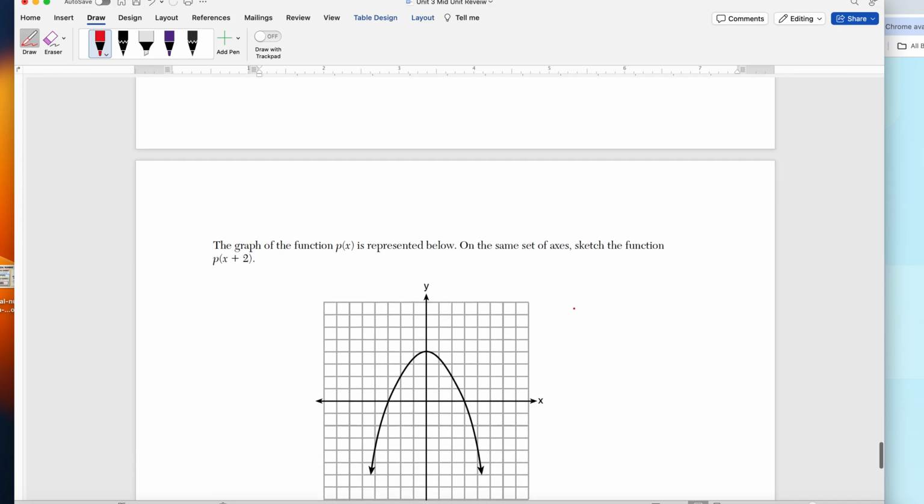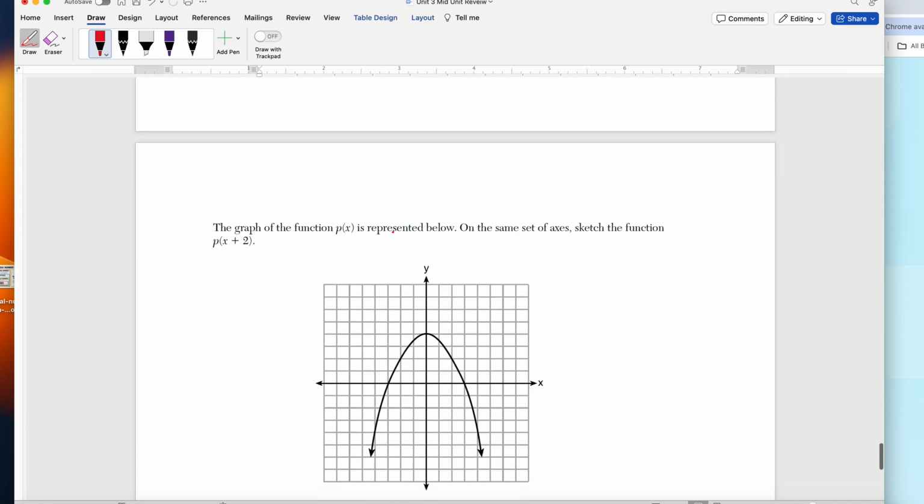Number 21. The graph of function p of x is represented on the same set of axes. Sketch p of x plus 2. So what does plus 2 mean? It means that it moved 2 units to the left. And I'm just going to take these special points, my vertex and my zeros. If you see that I moved my vertex 2 spots, I'm going to move this 0 2 spots to the left.